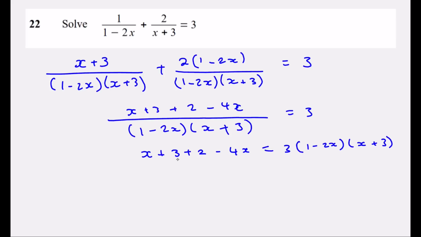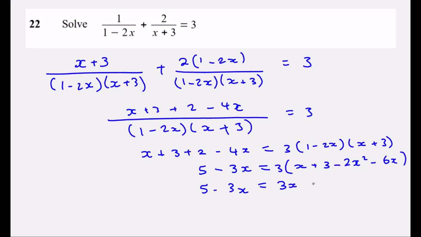I'm going to have to expand these brackets at some point. So let's collect the like terms now. So 3 and 2 make 5. X take away 4x is minus 3x. And expand the brackets. 1 times x is x. 1 times 3 is 3. Negative 2 times x is negative 2x squared. And negative 2x times 3, negative 6x. Now going to multiply through by 3. So I've got 3x plus 9 minus 6x squared minus 18x.